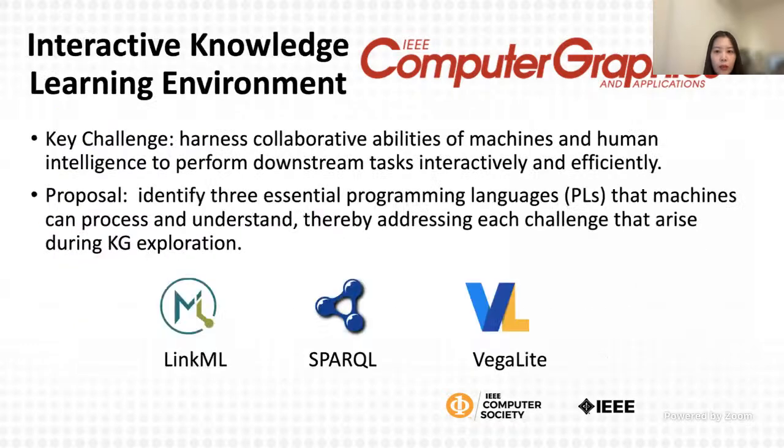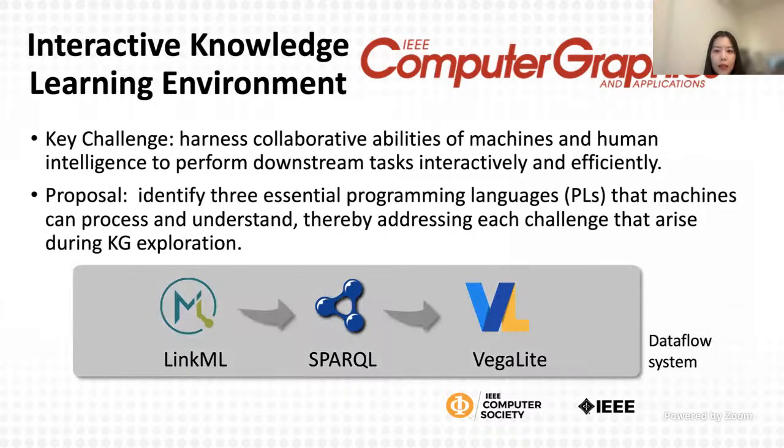To address these three challenges, we propose an interactive knowledge learning environment. Our key idea is to identify three essential programming languages for these challenges that arise in different interaction tasks. We then design several components to automatically generate or transform those languages to help users perform the task. Finally, we develop a data flow system to achieve the environment where users can drag the predefined components and connect them to build their different analysis pipelines.